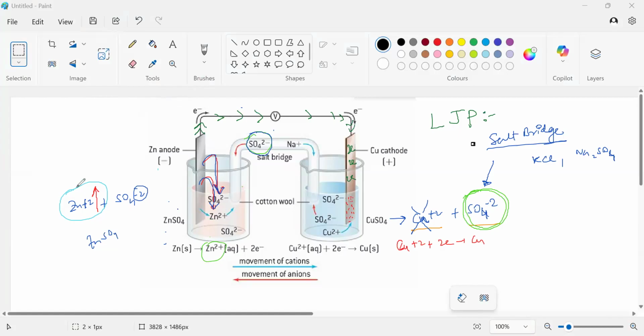Now, if we see in the cathode, which ions are more? Sulfate ions are more, because copper 2 plus was going and getting deposited. So which ions will be more in number? Sulfate ions will be more in number.